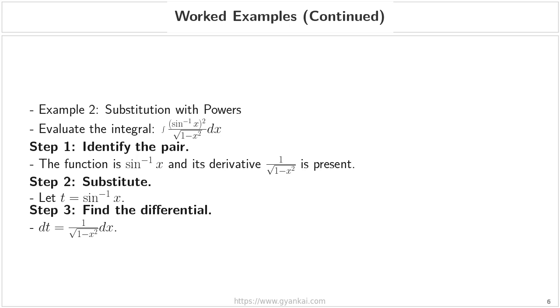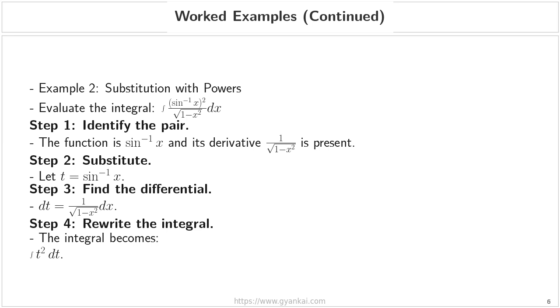If you differentiate both sides of our substitution equation, t equals sin inverse x, with respect to x, we get dt divided by dx equals 1 divided by square root of 1 minus x squared. Rearranging that, we get dt equals 1 divided by square root of 1 minus x squared dx. Step 4, rewrite the integral.